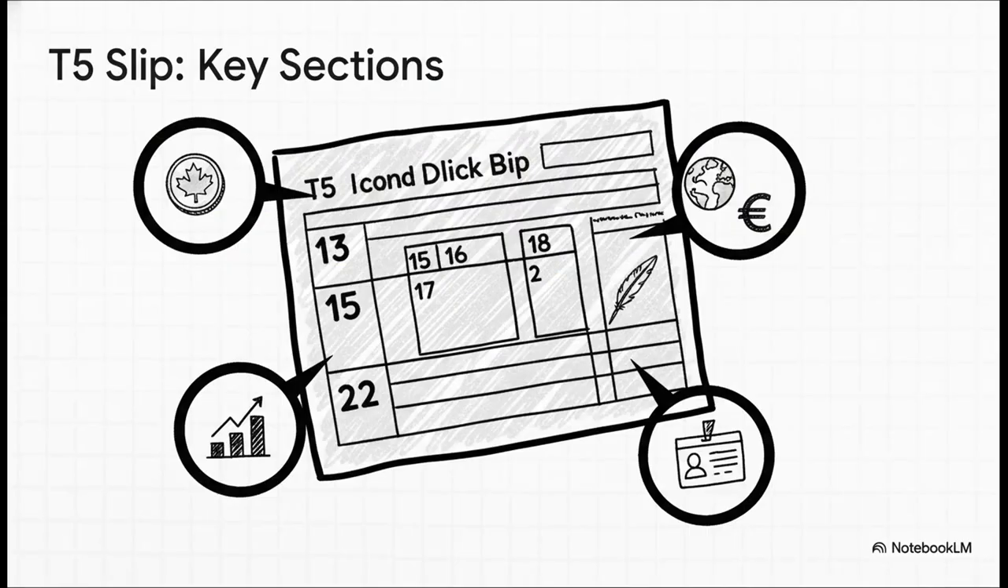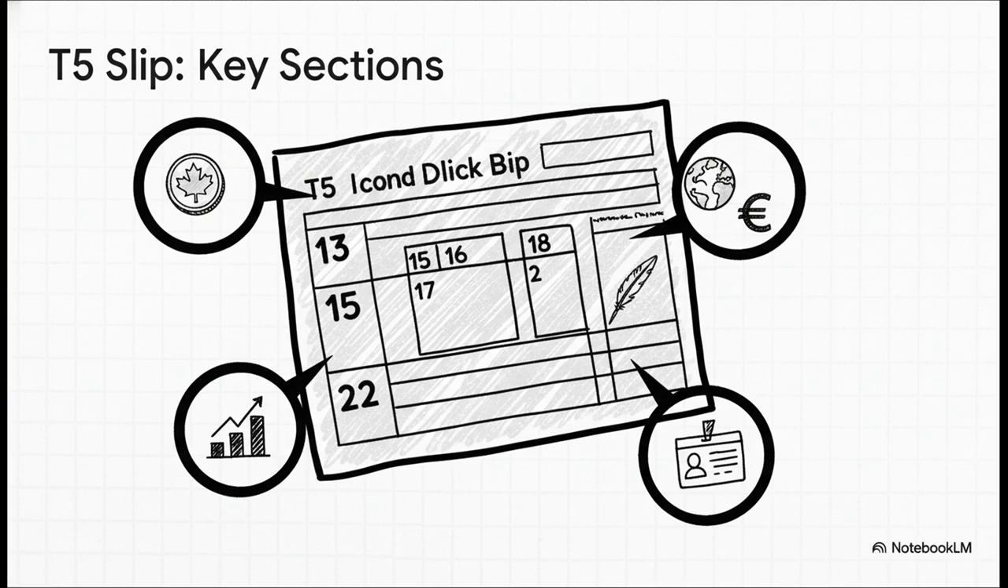Of course, a T5 isn't just about dividends. There are other key boxes you'll use all the time. Box 13 is for your standard, straightforward interest income. Easy enough. Boxes 15 and 16 are huge if your client has foreign investments. You have to report that foreign income and any foreign tax they paid, all converted to Canadian dollars. That's how they claim their foreign tax credit.